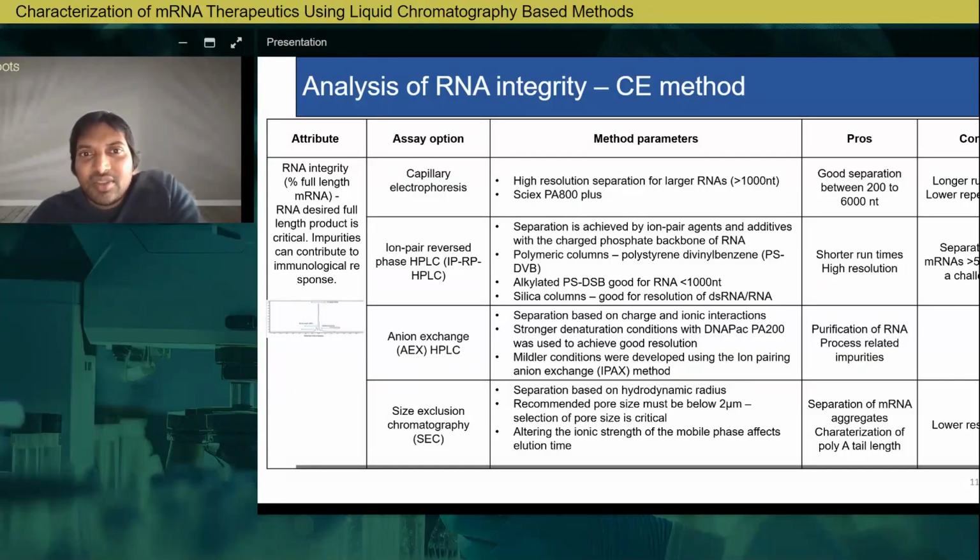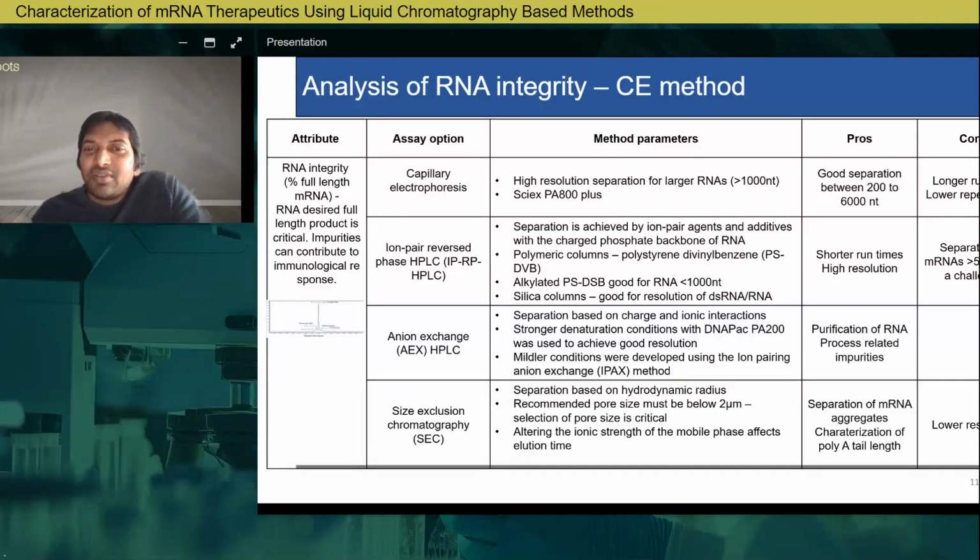Going into size exclusion chromatography, the separation happens based on the hydrodynamic radius, and the recommended pore size is around 2 microns, as it plays a big role. People have tested different sizes of RNAs with different pore sizes, and have found that a column pore size between 250 Angstroms to 400 Angstroms is ideal for RNA separation.